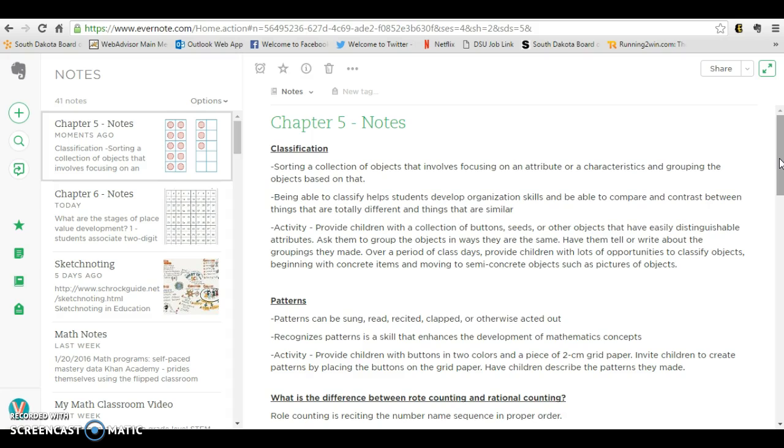So this classification helps students develop organization skills and be able to compare and contrast between things that are different or similar. And just a simple activity you can do is give them a collection of buttons or seeds or any other objects that have easily distinguishable attributes, and ask them to put them in different groups and then have them explain to you why they put them in those certain groups.